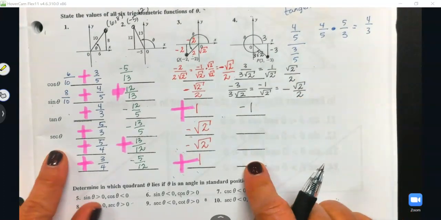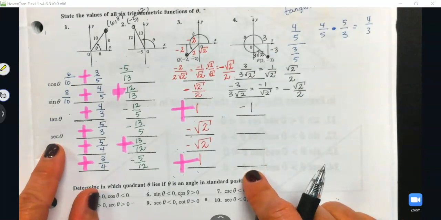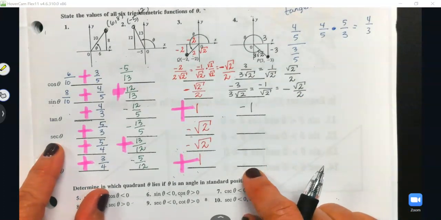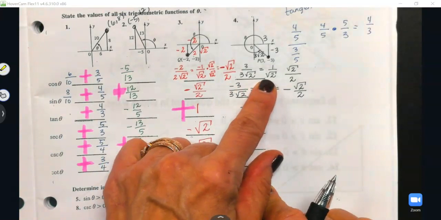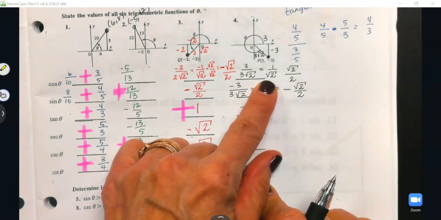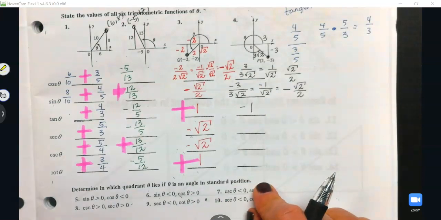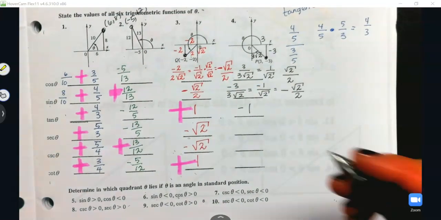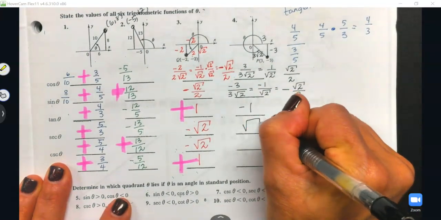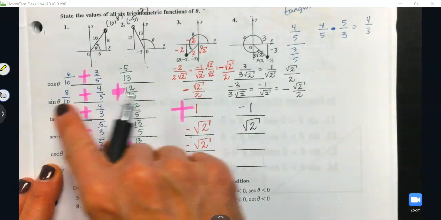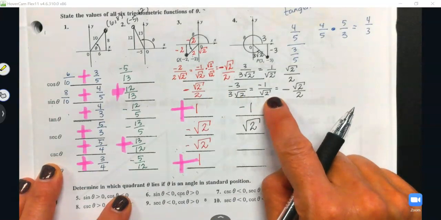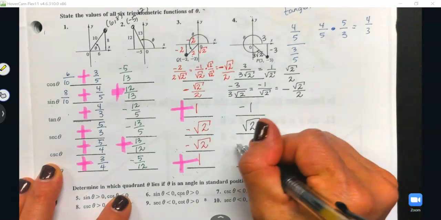Here we go with the flips. Secant starts with the letter S, so we're going to flip the one that starts with the letter C. What's secant? Yeah, root 2 over 1, which is just what? Root 2. Cosecant, flip the one that has an S. What does this turn into? Negative root 2.